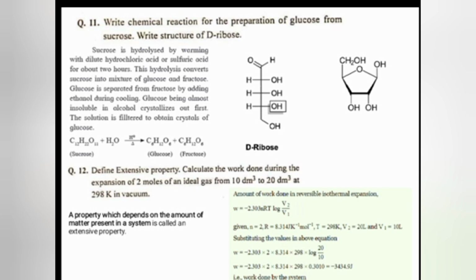Define extensive property. What is an extensive property? The property which depends on the amount of matter present in a system is called an extensive property.